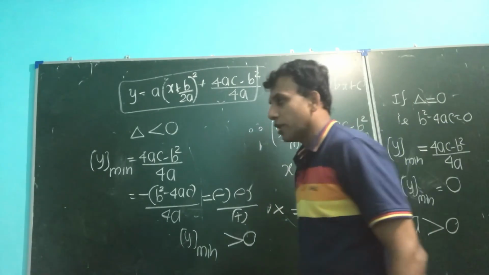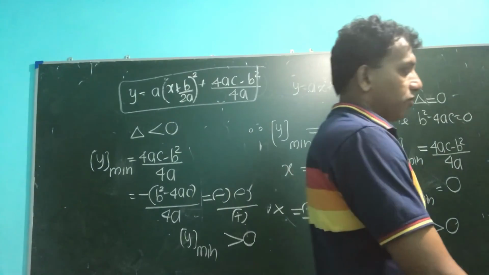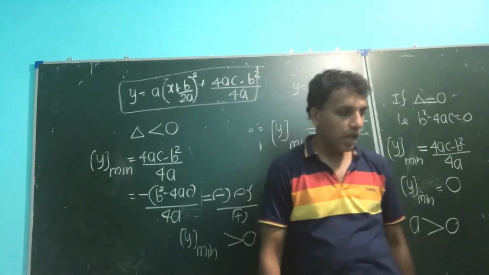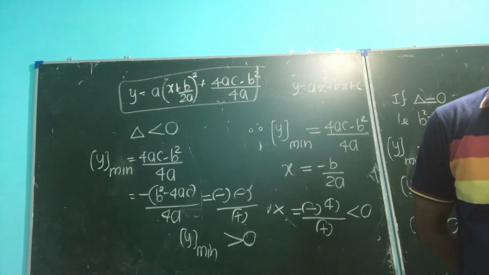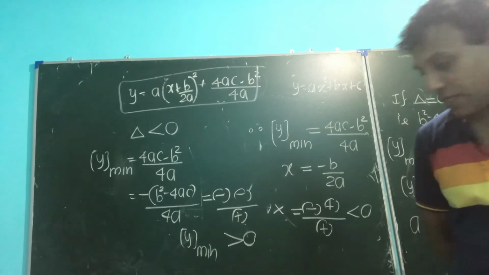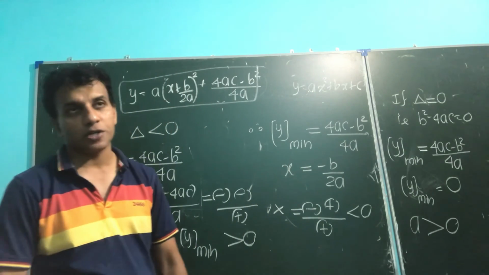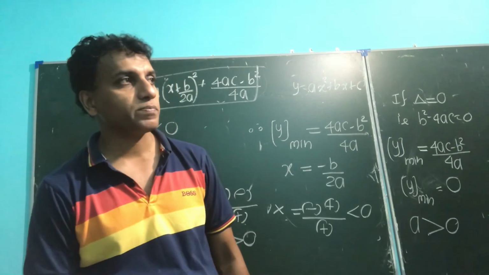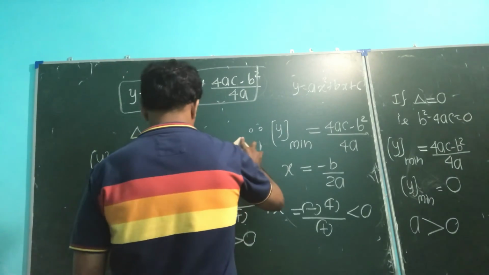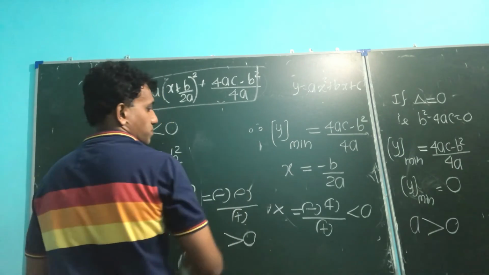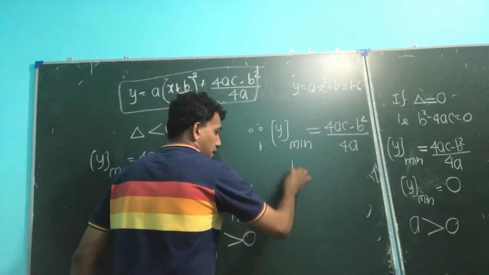So then, right below, if delta less than 0 and a greater than 0, the given quadratic function never cuts the x-axis. Therefore, draw a diagram for that.